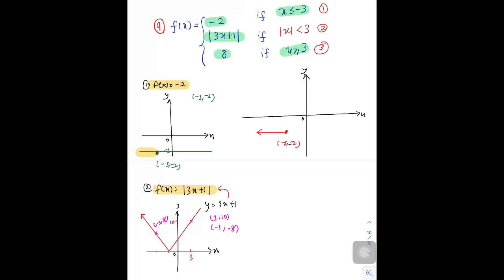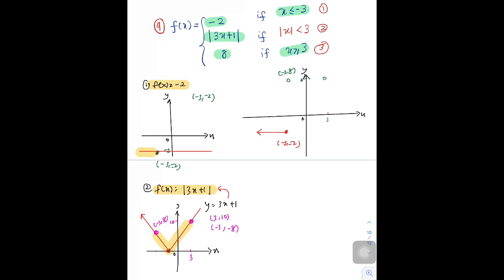Now we want the points from minus 3 until 3. These are the 2 points. Let me highlight it for you. Make sure it is not included. Since it's not included, this should be a hole. Now let's transfer the points. The first point is minus 3, 8, and the other one is 3, 10. So 3, 10 is somewhere up here.